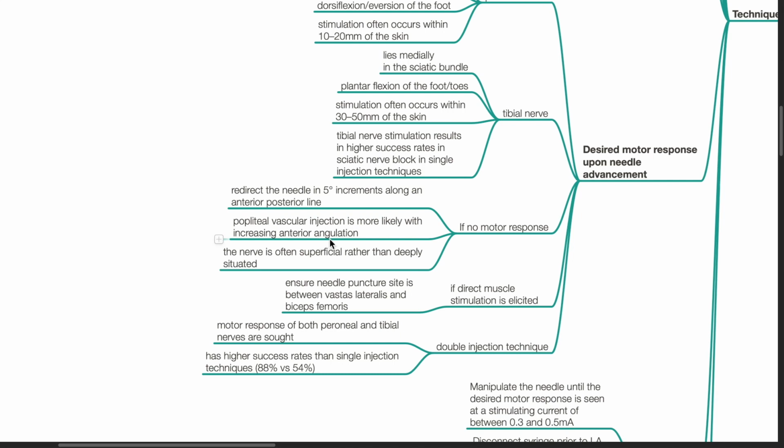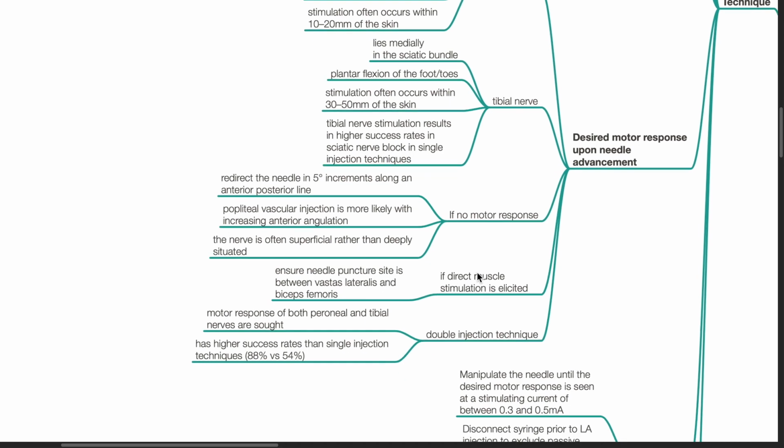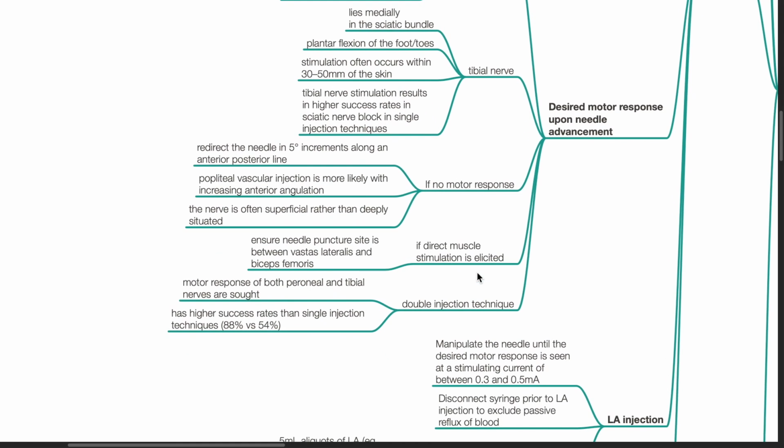The nerve is often superficial rather than deeply situated. If direct muscle stimulation is elicited, ensure needle puncture site is between vastus lateralis and biceps femoris. Double injection technique: motor response of both peroneal and tibial nerves are sought. Double injection technique has higher success rates than single injection techniques, 88 versus 54%.